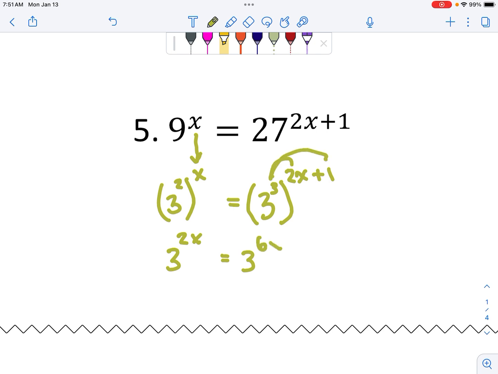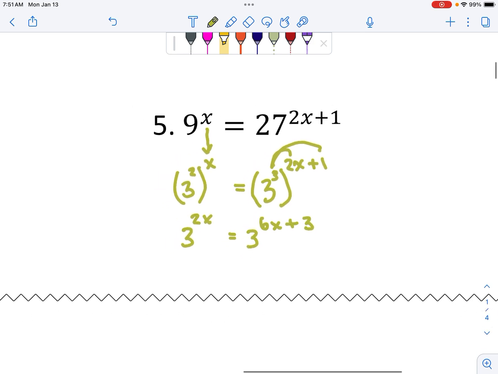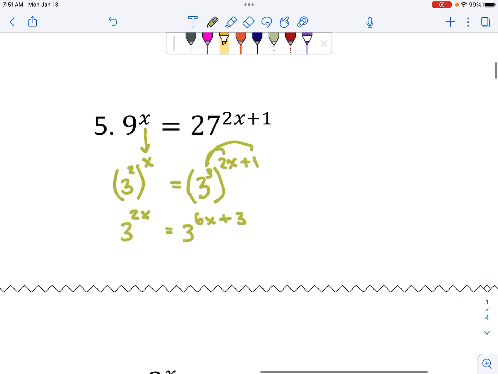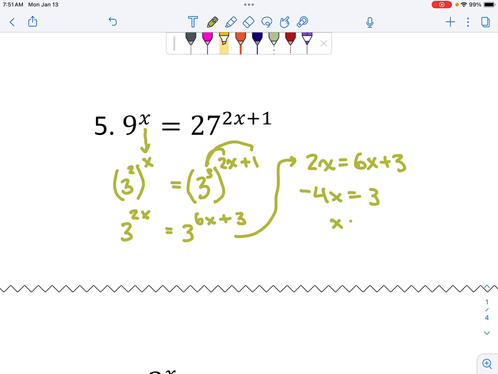And we essentially changed the base from 9 and 27 to a base of 3. So now that we have a base of 3, we can set the exponents equal to each other. So let me bring this over here. Subtracting the 6x from both sides. And then dividing by negative 4. We get negative 3/4.